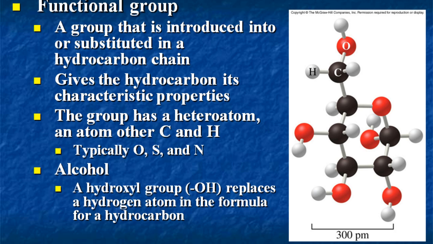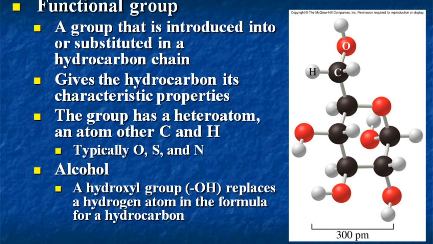Now, usually the functional group will have, as I said, a heteroatom. Heteroatom means something other than carbon and hydrogen. Typically, oxygen, sulfur or nitrogen. And sometimes you will find phosphorus also. But oxygen, sulfur and nitrogen are the three most common heteroatoms you find.